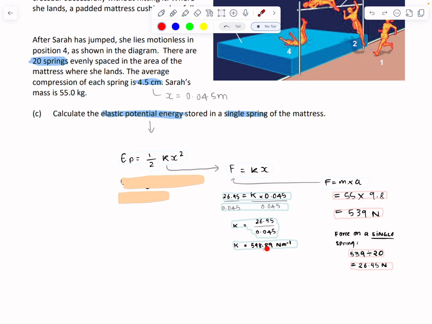Why the heck do we need this? Well, now we can plug it into this formula here, which gives us enough information to work out the elastic potential energy in a single spring. So substituting everything in, we've got a half times the spring constant, which we've just worked out here, times the compression squared. All right, and so plugging all of this into your calculator, you should get the energy stored in each spring is 0.606 joules.